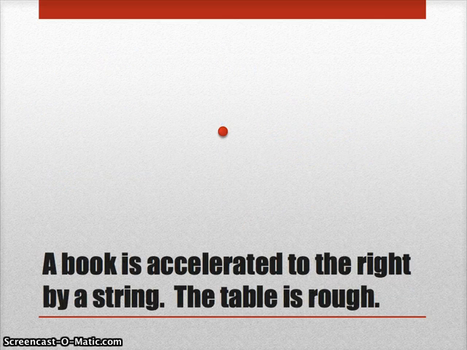So if a book is being accelerated to the right and we know the table is rough, that gives us some hints as to what types of forces are acting. First of all, objects have a mass, and so we can right away say that the gravitational force, or the weight, points downward on this object. Since the object doesn't actually move up or down, we know that there has to be an upward force that has the same size as that downward force. That's going to be provided by the normal force, the support force from the table.